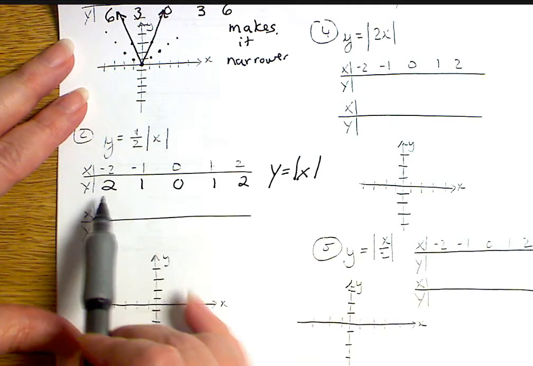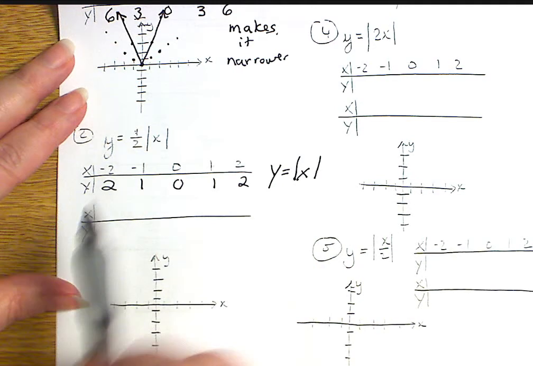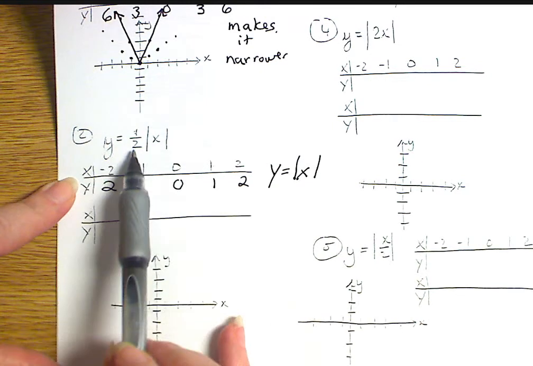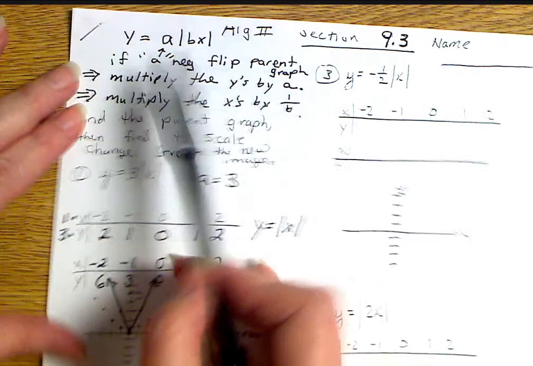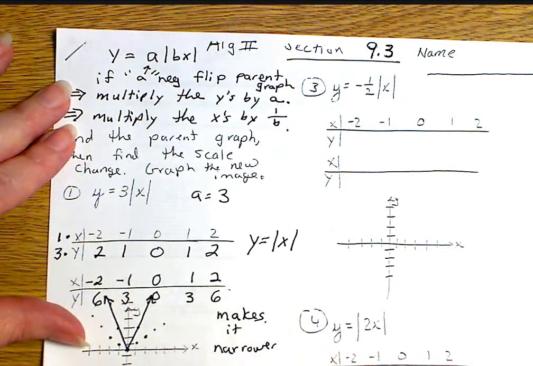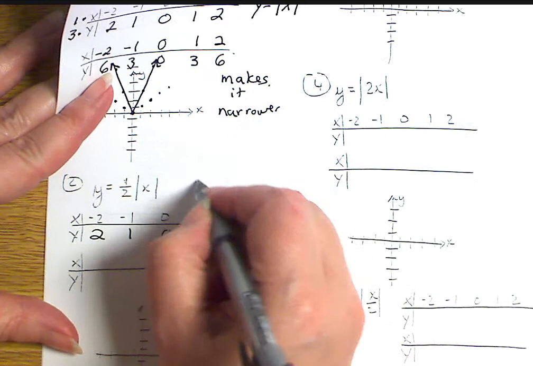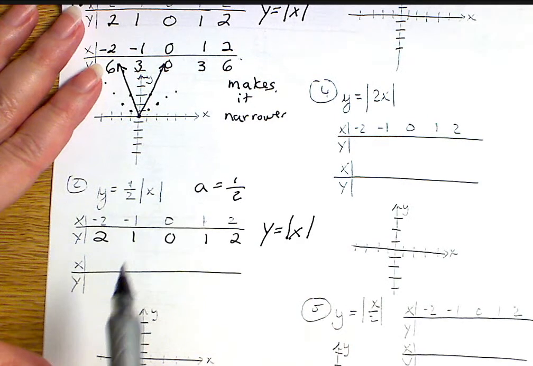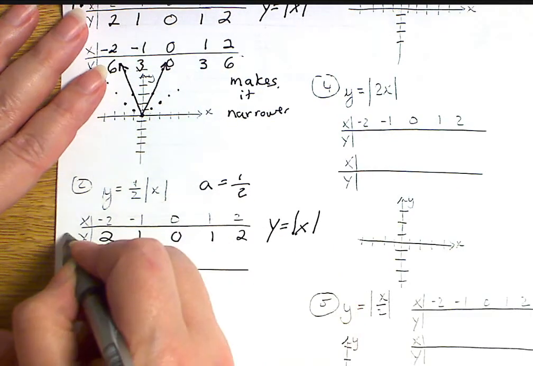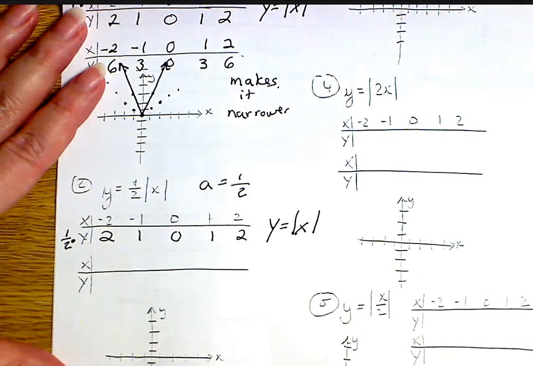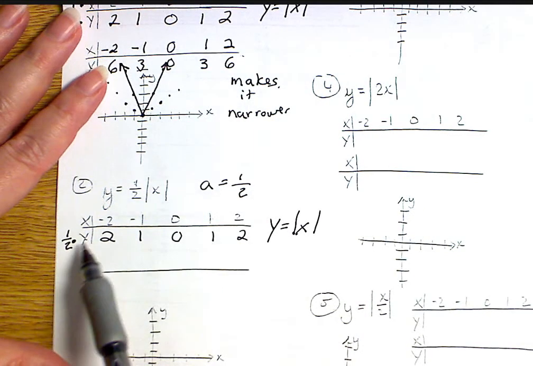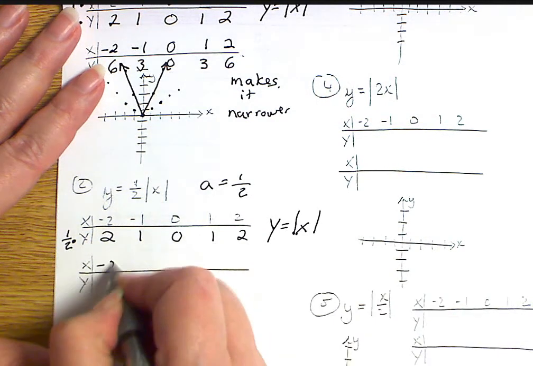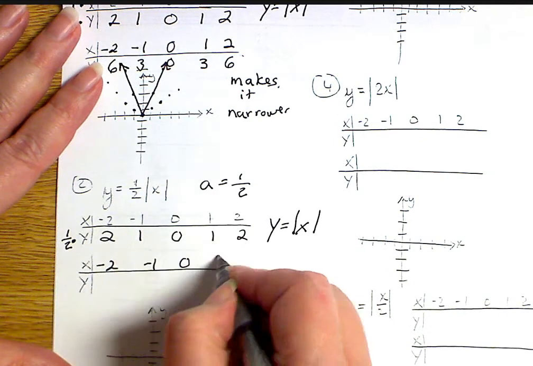Yeah, on the parent graph, yes. Now, the question to you, ladies and gentlemen, is: is 1/2 A or B? A. A is equal to 1/2. Do I multiply A by X or Y? Y. So I'm putting the 1/2 out in front and I'm multiplying it through. So 1/2, my x's are staying the same. So I have negative 2, negative 1, 0, 1, 2.